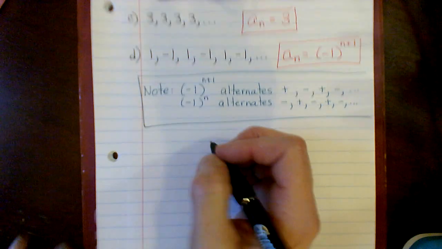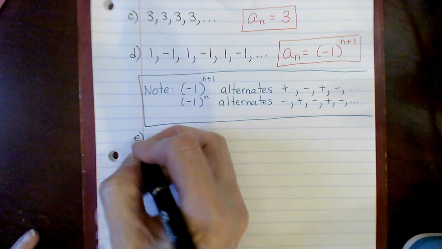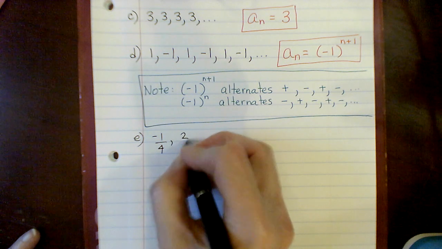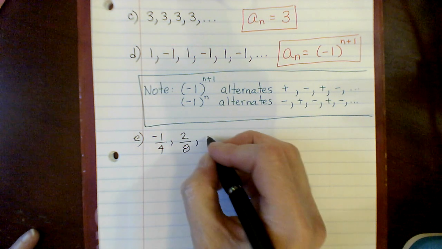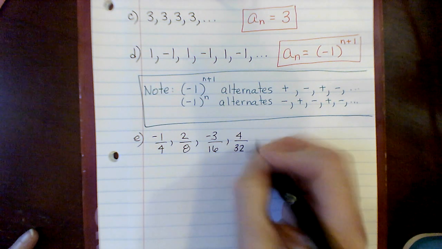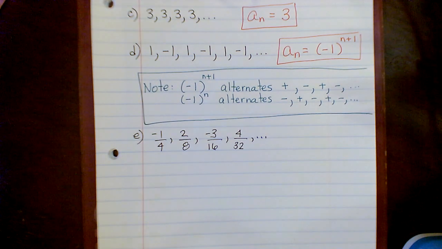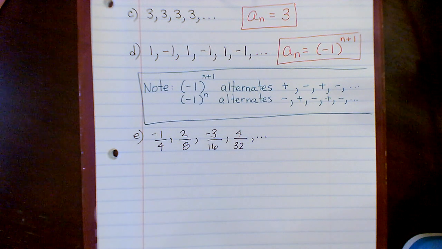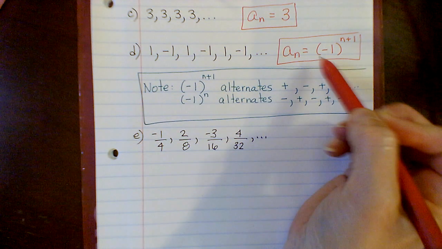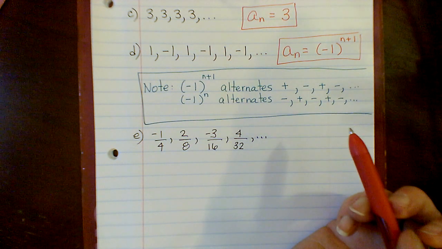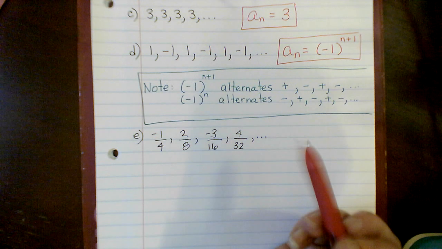Now let's throw some alternating in with some other stuff. All right, so how about negative 1/4, 2 over 8, negative 3 over 16, 4 over 32. All right, so let's come up with the nth term. Because those signs alternate, we're going to have one of these two happening. So this is how your signs are going to alternate.